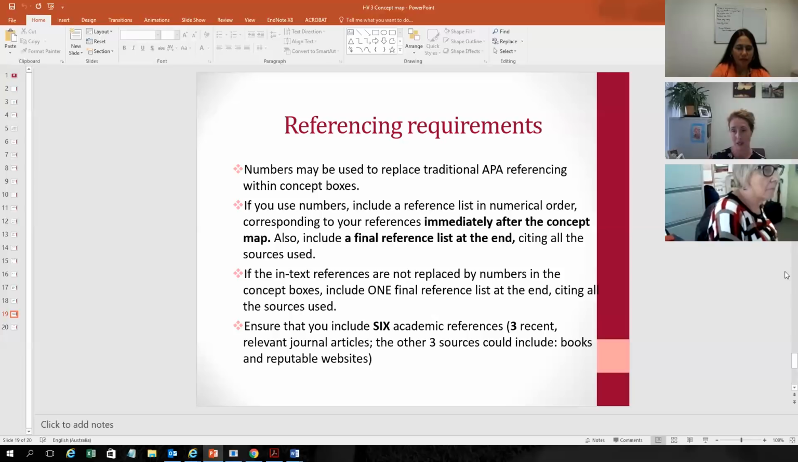How many references do you need for the concept map? I don't think it actually says specifically how many references for each part of the questions, and it's 6 altogether.